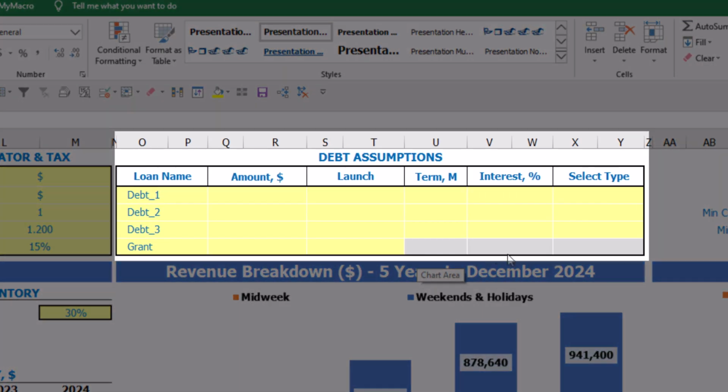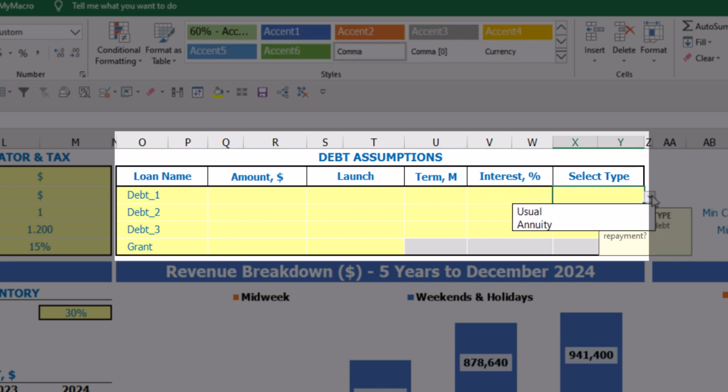Also on the top of the dashboard you have debt assumptions. Let me show you how it works. So for each debt you are able to select the debt type. There are 2 debt types in the model, which are annuity and usual. Annuity means that each monthly payment, which consists of your debt repayment plus interest expenses, will be equal each month. In case you select usual, your main debt repayments will be equal parts and interest will be just interest on the debt's closing balance.